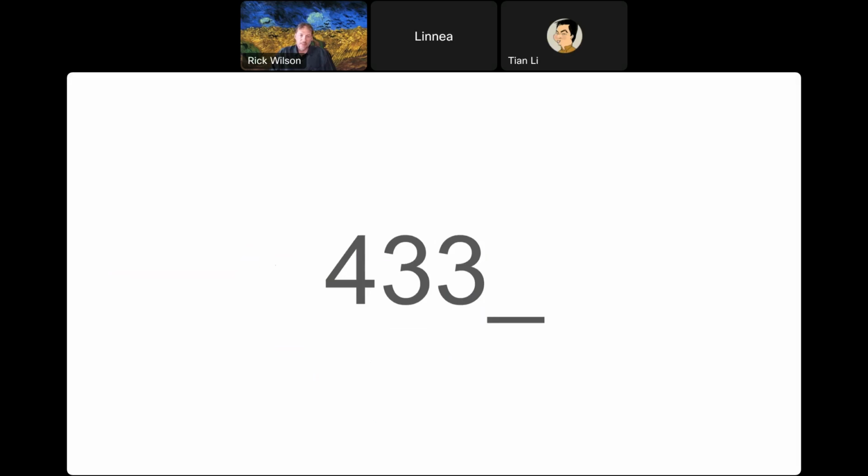But if you think about the patterns, it'll make it easier to decide whether you're suit splitting or not. So Linnea, what's our missing numbers here? 2, and now? 4, 5. Yes.